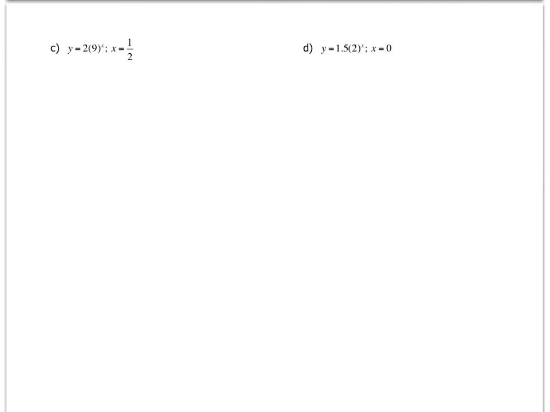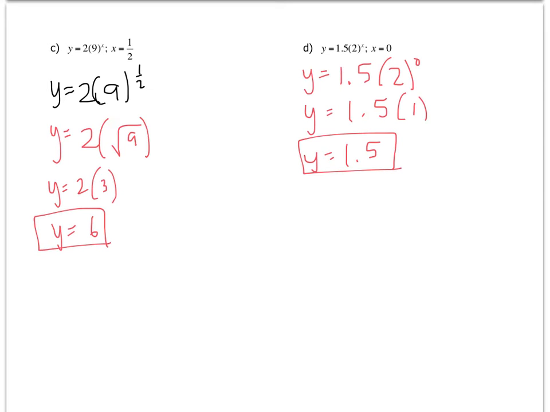All right, why don't you try letters C and D on your own. Hopefully you match. It doesn't matter to me whether you used a calculator or not. I did it without a calculator. If you did it with a calculator, that's fine.